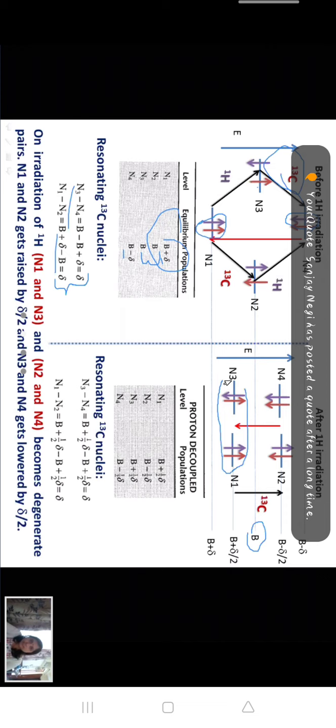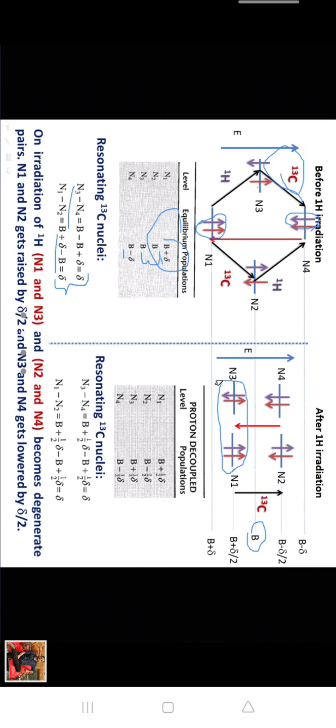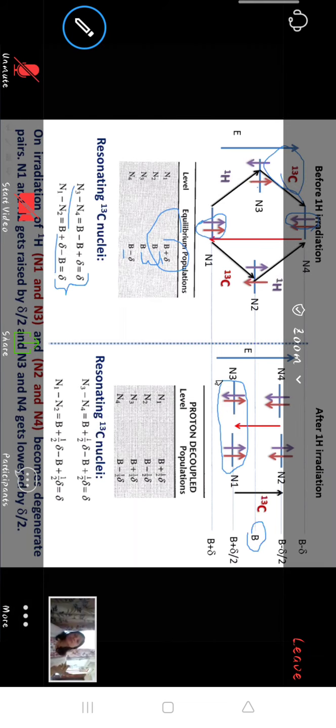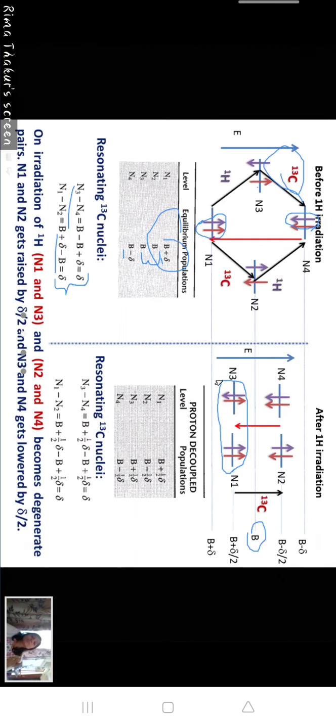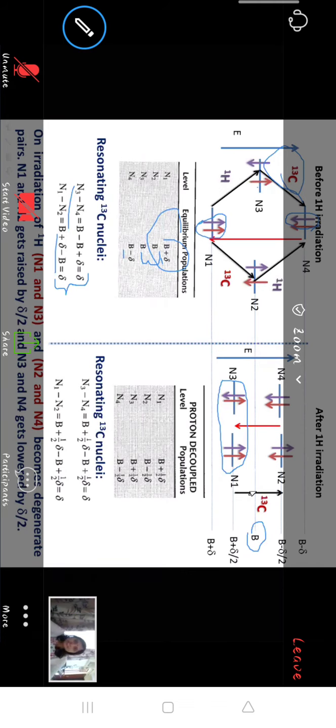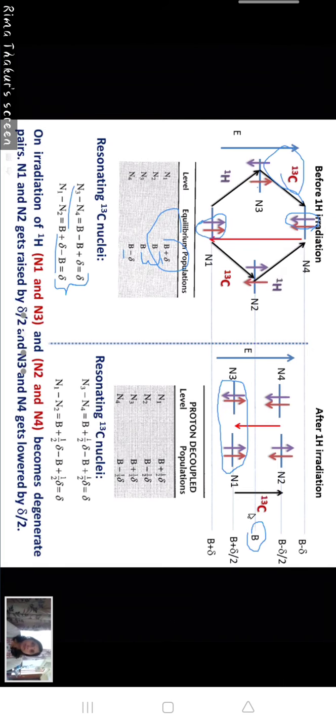Do you understand what degenerate levels mean? Yes. Both have the same energy, right? If you ever forget what is degenerate, go back and remember the energy diagram of molecular orbital of benzene. Okay, 1 2 3 4 5 6. So the degenerate levels come just in between. Look carefully, this is B, this is B plus delta, and just in the middle is B plus delta by 2.